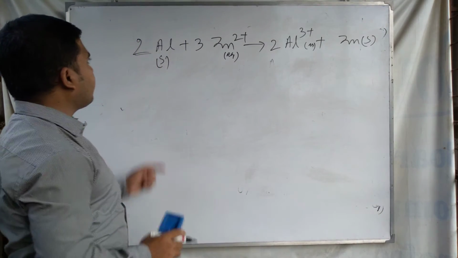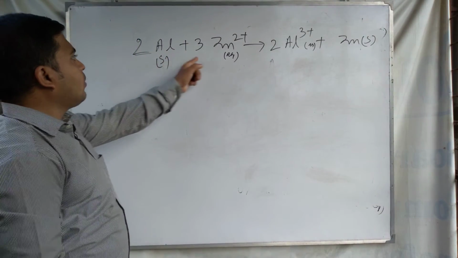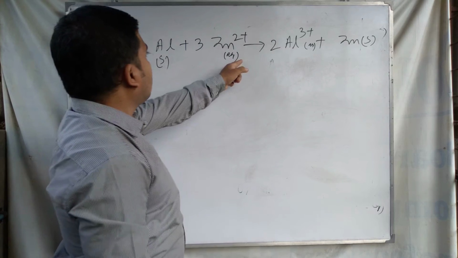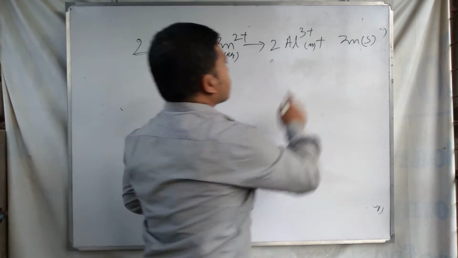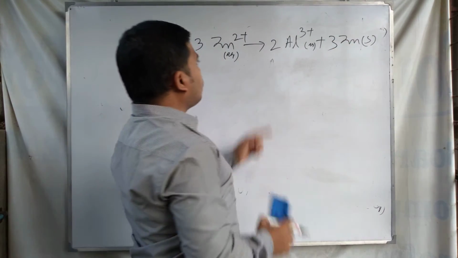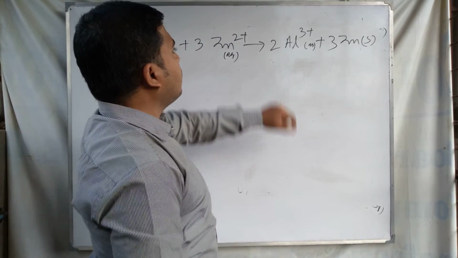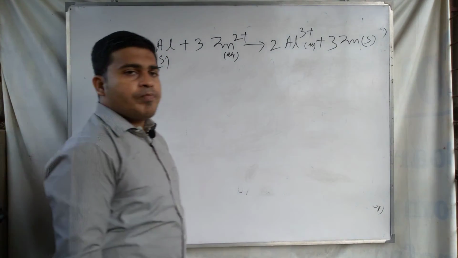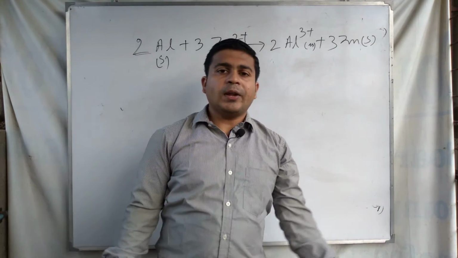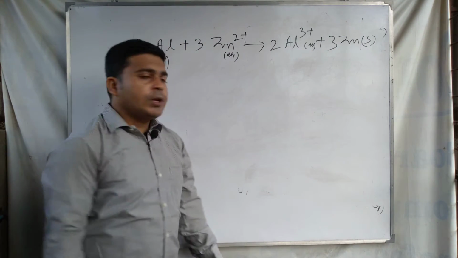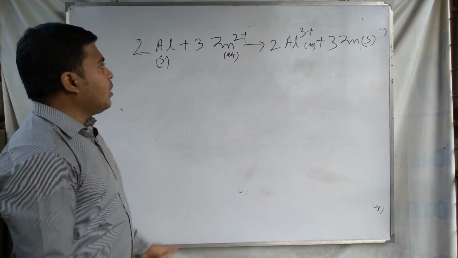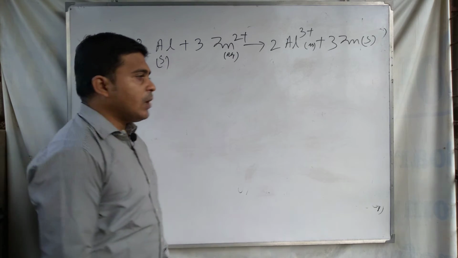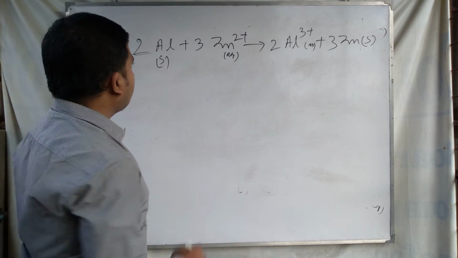Suppose this is the reaction: 2Al plus 3 Zn2+ gives 2Al3+ and 3 Zn solid. This is the reaction of the galvanic cell. This reaction is occurring in a galvanic cell, and we have to represent the galvanic cell, or write the notation of this galvanic cell. That time what do we use?